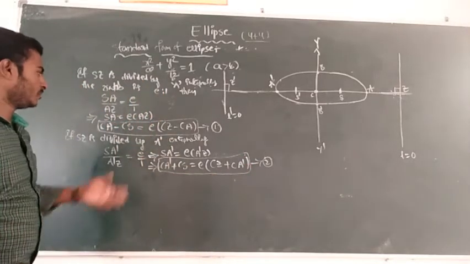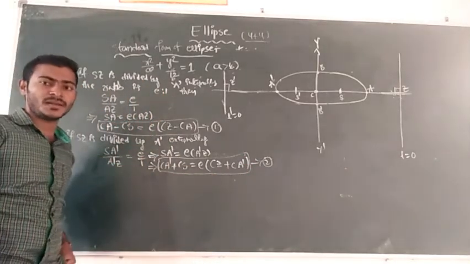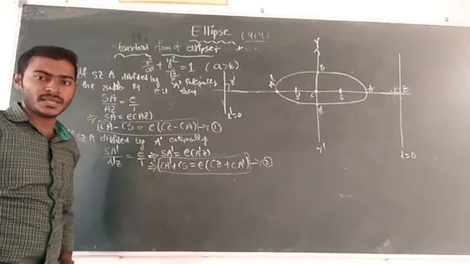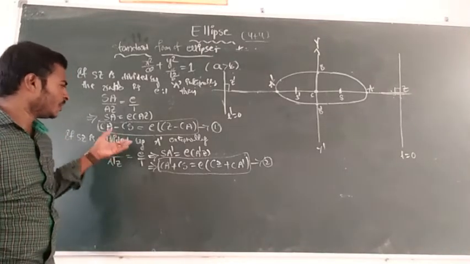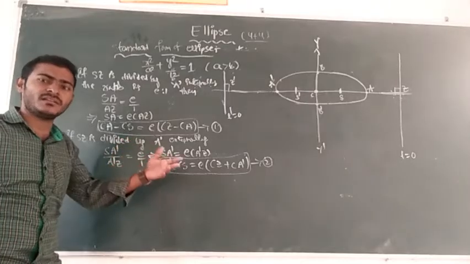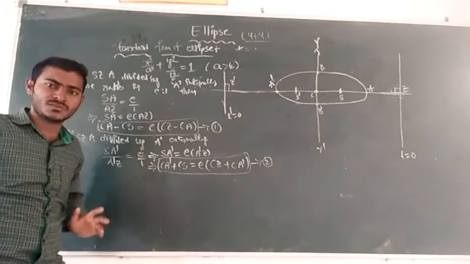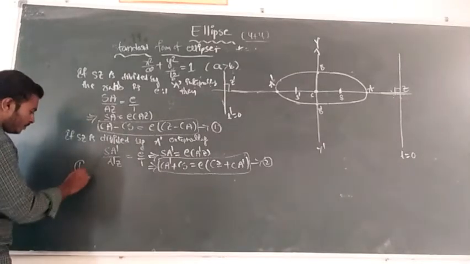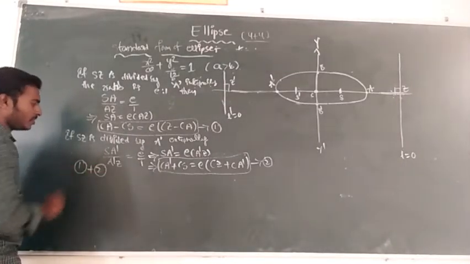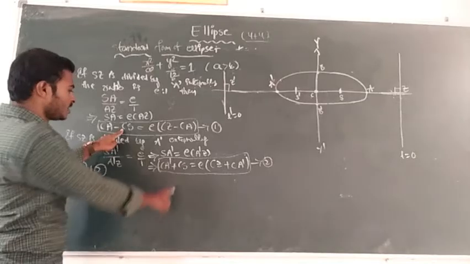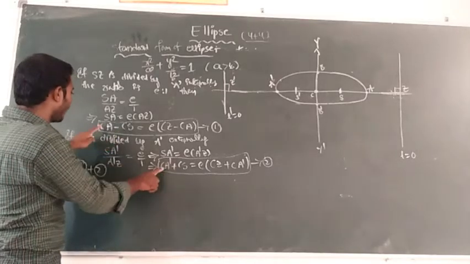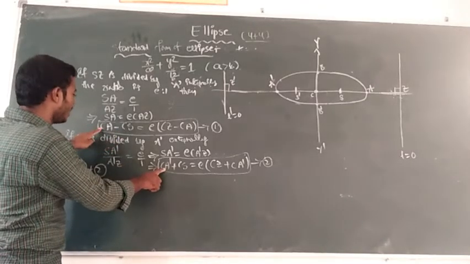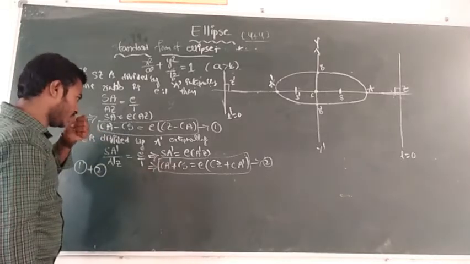So we found two equations, equation 1 and 2. Seeing equation 1 and 2, we can do any modifications or any operation on these two equations. Suppose I am doing 1 plus 2. Here, minus CS plus CS will be cancelled, and here we get CA and CA dash.